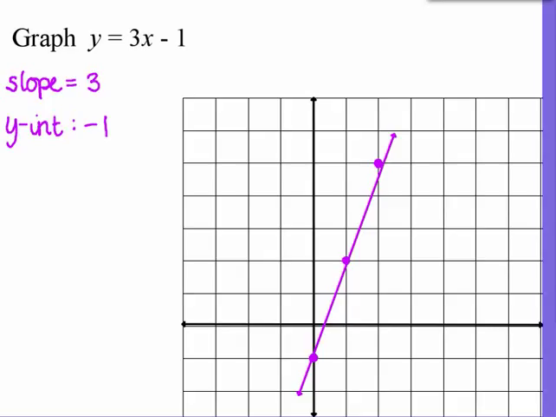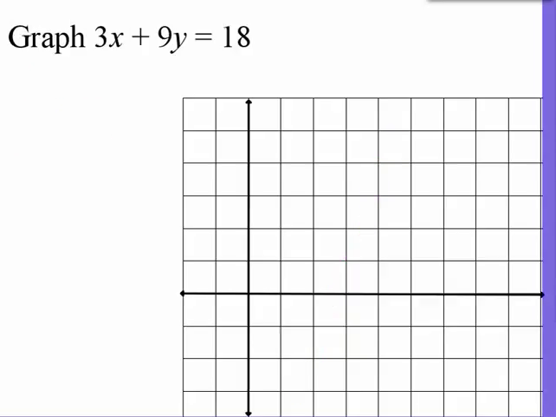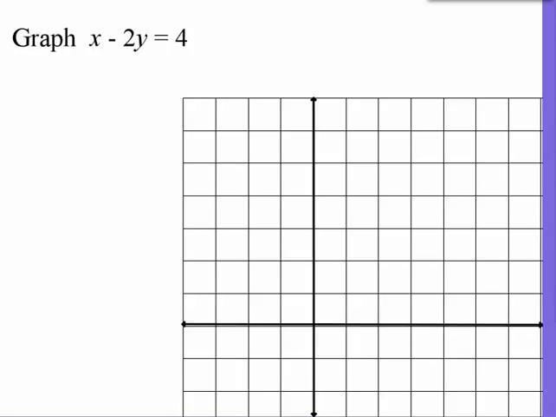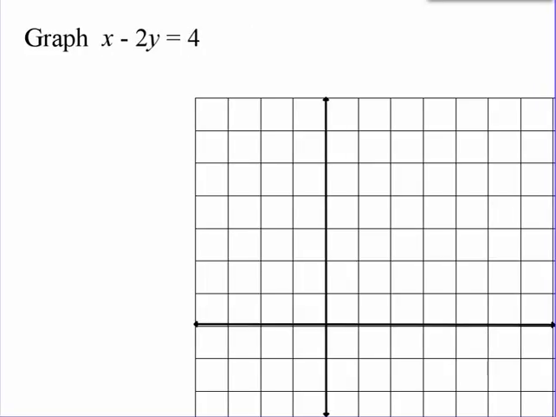There we go. So that is all you need to do. Oops, I'm a little off on that line. But that's all we're going to be doing today, just to review, get the cobwebs out, get going back after break. So let's go ahead and look at the next one. Oops, I guess I skipped. Let's go back. The second one on your sheet should be x minus 2y equals 4.